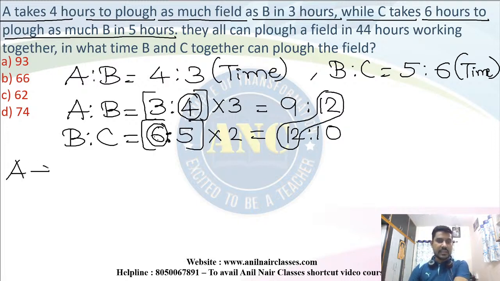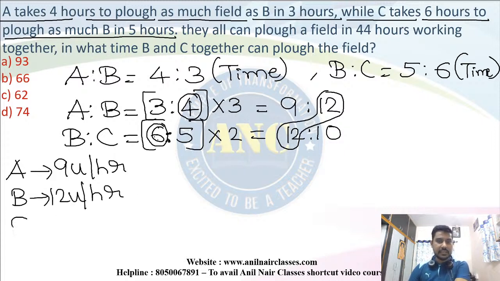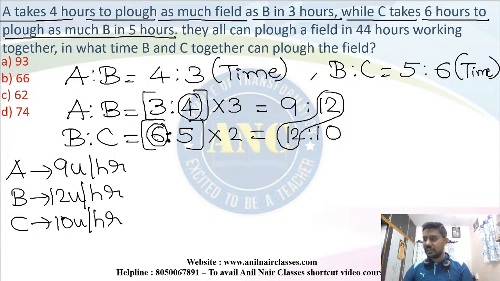That means A's capacity is 9 units per hour or days. Yes, it is hour. B's capacity is 12 units per hour. And C's capacity is 10 units per hour, which is very, very clear from the ratio what we have written. Now, what is the next statement? So, forget about next statement.